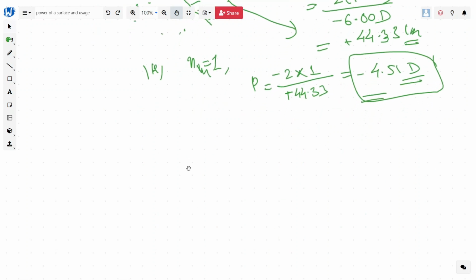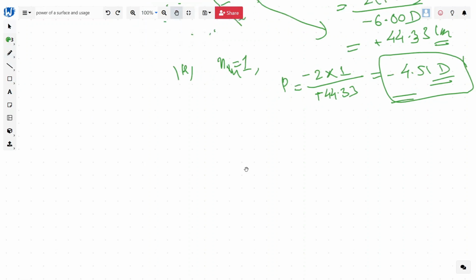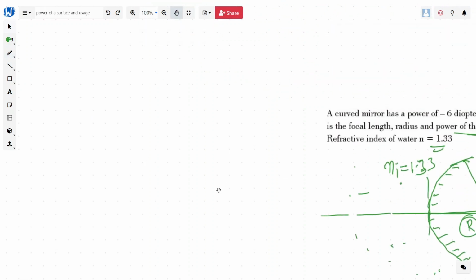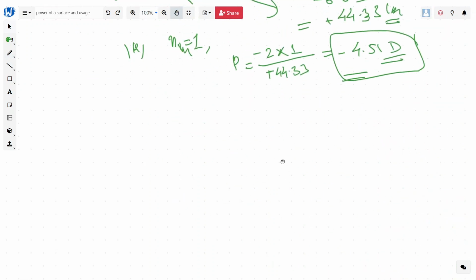Now let's move to our next problem, and before that, as we said, the power is basically additive, right? So the additive law of power is what we wanted to discuss and write about, right? So let's do that first.